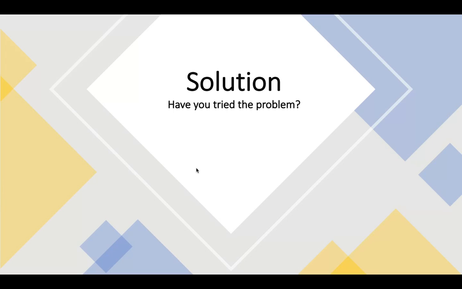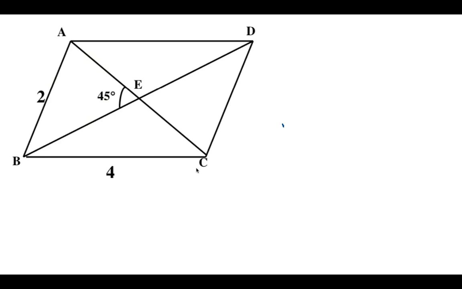Alrighty, solution time. First up, the area of a parallelogram is base times height. If you say the base is 4, the height is not 2, so the area is not 8. We don't have the height. We could turn it around and say the base is 2, but the height is not 4. So we know that the area is a little bit less than 8. In this case, we know it's 6.